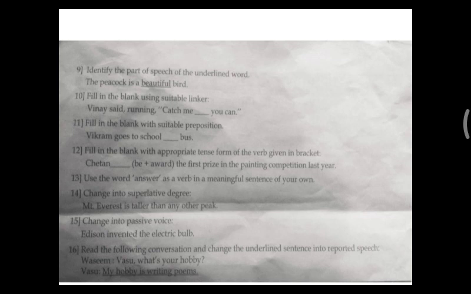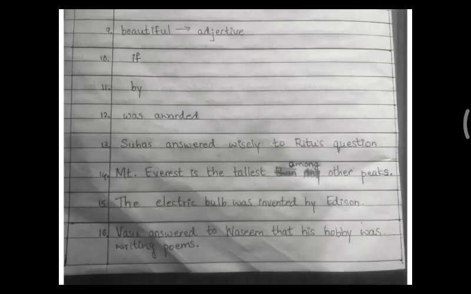Next, now we have to convert this sentence into reported speech. Whatever is underlined, that thing. Wasim: Vasu, what's your hobby? Vasu: My hobby is writing poems. How will you write this? Okay, let me answer. As you are not here live, let me answer. Vasu answered to Wasim that his hobby was writing poems.